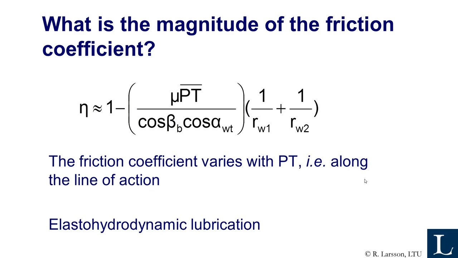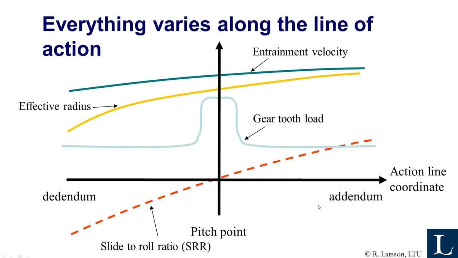Maybe the most important factor in this expression is the friction coefficient itself. As you can see from this, it varies. Maybe you can't see it from the expression, but you will know that it varies along the line of action, because we have different degrees of sliding in different positions. And now if we assume that we have elastohydrodynamic lubrication or mostly full film lubrication, we can discuss that a little bit.